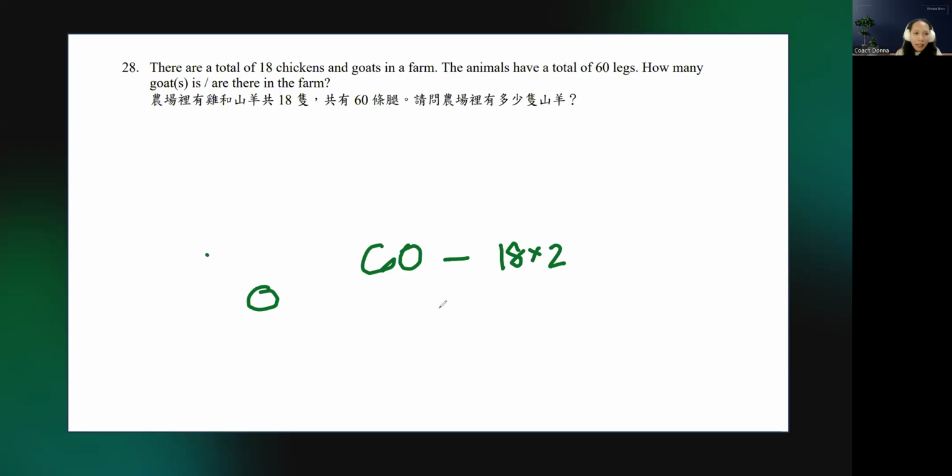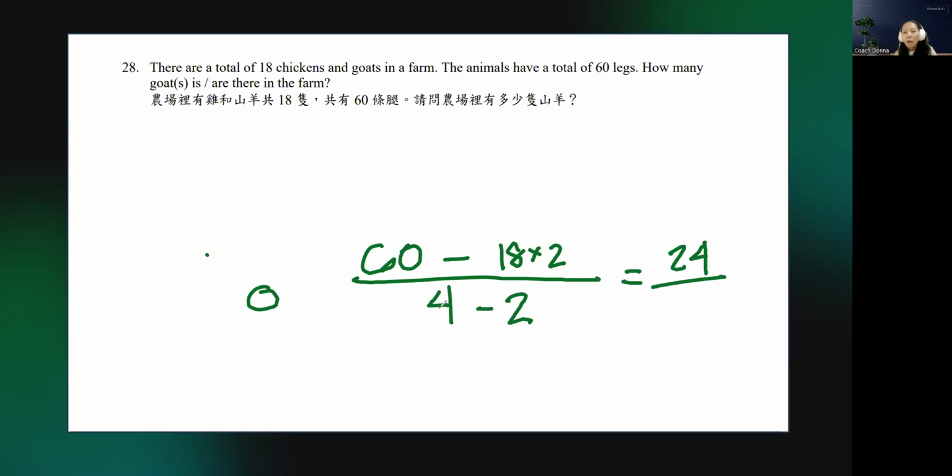Okay, the general formula, let me put it on the screen. The total legs, minus the total number of animals multiplied by 2, then divided by the difference in their legs. So that's 4 minus 2. So 18 times 2 is 36. 60 minus 36, that's 24. 4 minus 2 is 2. 24 divided by 2 is 12. Okay, it's actually 12, not 6. All right, so this is how we answer questions like this.